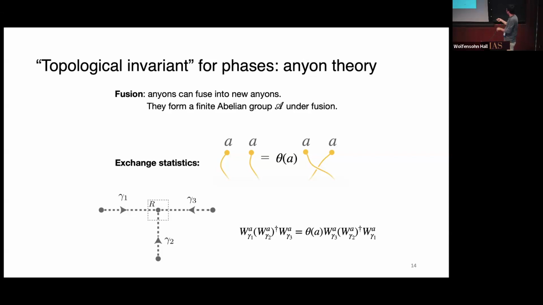So without getting into all the details, you can basically follow this picture and compute some commutation relations of the operators and get the phase factor. And you can show that this phase factor is independent of where you are in this phase. Okay, it's invariant under finite depth local unitary.